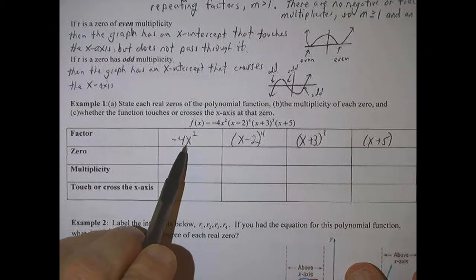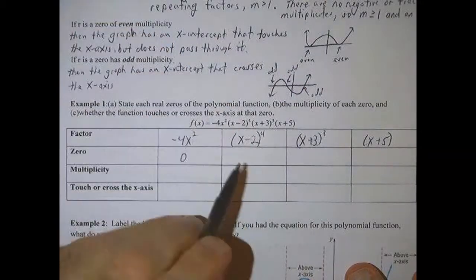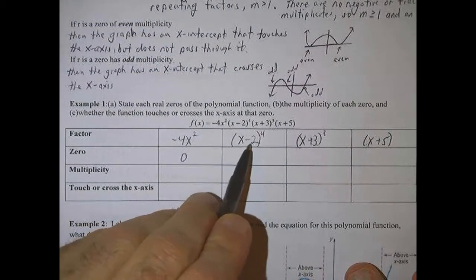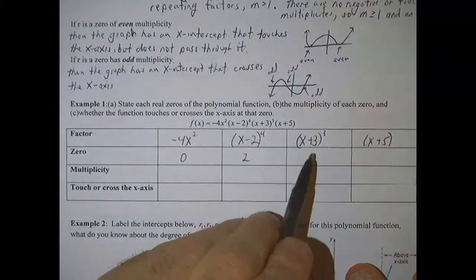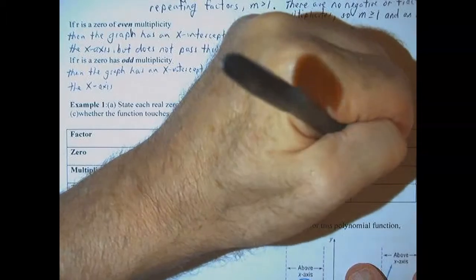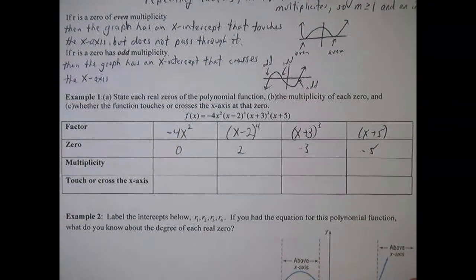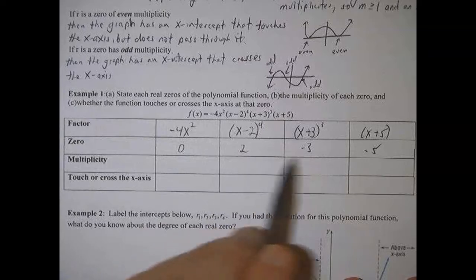So here, the thing that would make this factor 0 would be 0. The number that would make this factor 0 would be 2, right? If x were equal to 2, that factor would be equal to 0. This one is a -3, and this one is a -5. Okay, so each one of them has an x-intercept. So this function has 4 x-intercepts, 1, 2, 3, 4.